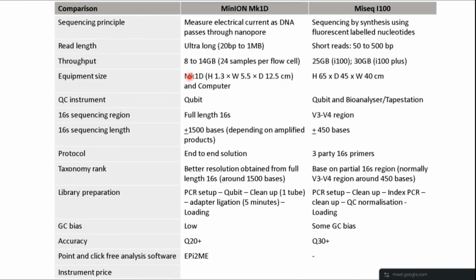As for size, MinION is very small, but we need an external computer. The MiSeq is bigger. Then there is the QC requirement, and one of the main highlights is for 16S. Because we can sequence fragments from 20 up to 1 million bases, we have no problem sequencing the entire 16S region of the bacteria. Whereas for MiSeq, the current protocol only targets the V3-4 region, which is approximately 450 bases. Okay, I will stop over here.